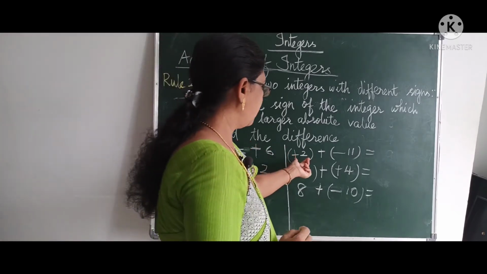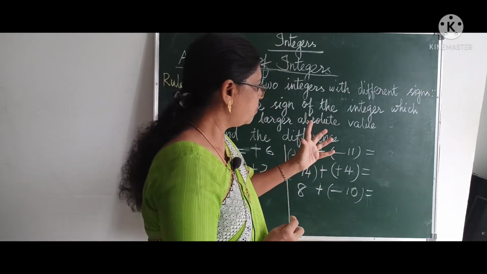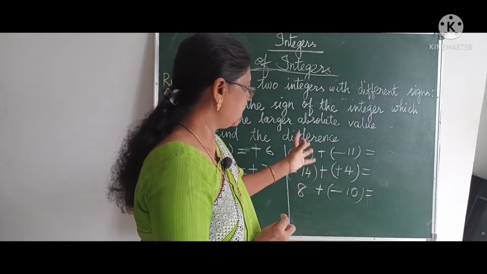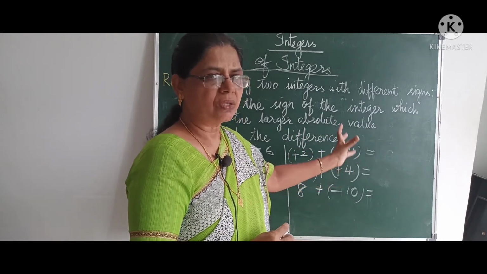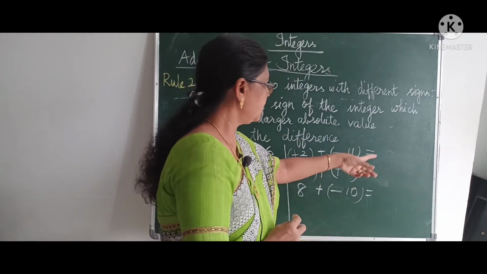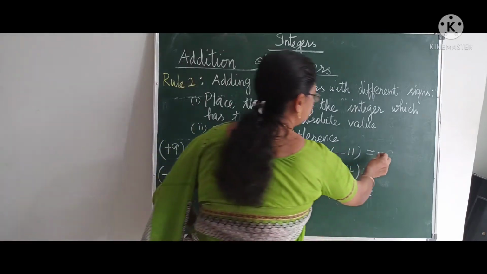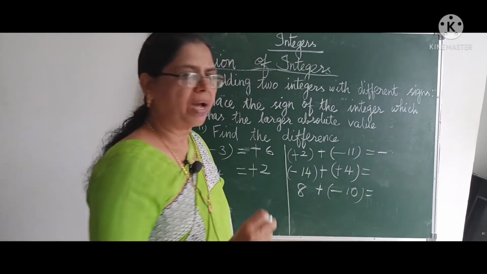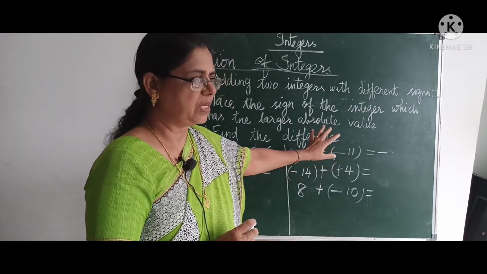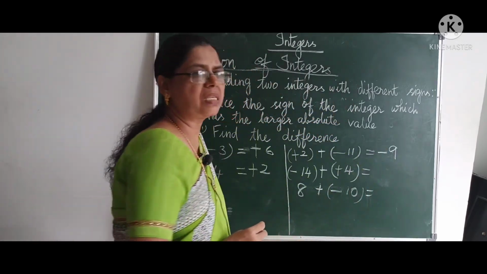The next one, plus 2 plus minus 11. If you think of their absolute values, you have to take their numerical values, that is 2 and 11. So between 2 and 11, which is greater? 11 is greater. In the sum, 11 has minus sign. So put minus sign and then find out the difference between 2 and 11. Difference between 2 and 11 is 9. So our answer is minus 9.